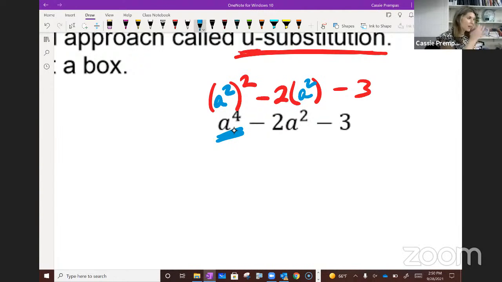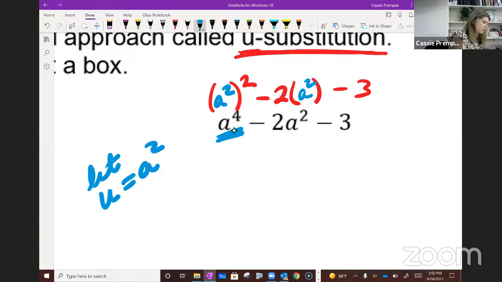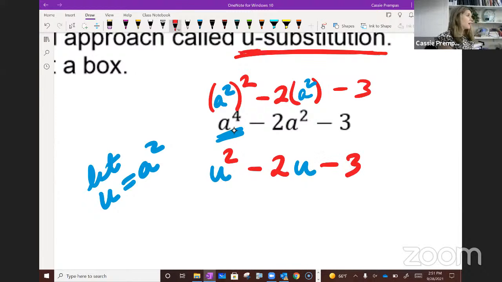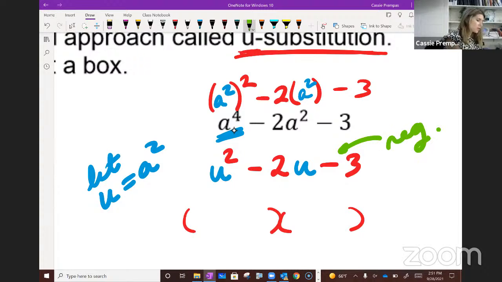In fact, math textbooks just like to replace it. They say, let u replace a squared. Then what that turns into is now this becomes u squared minus 2u minus 3. Now it's a problem that's exactly like what you've been doing. So if I gave you this in last night's homework and I said factor it, let's go ahead and do it. There's no GCF. So looking at the last term, it's negative. Therefore, would we have different signs or same signs? Different, good, plus minus.